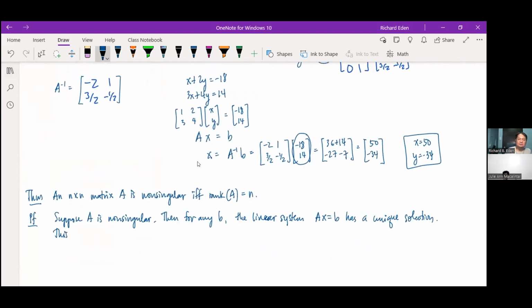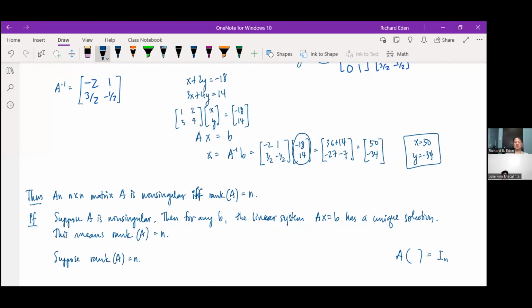This means the rank of A is equal to N. Now, because this is if and only if, there is that other implication. Suppose, the other way around, you start with the assumption that the rank of A is equal to N. So we're going to show that A is non-singular. But how are we going to show that? By trying to come up with a candidate: what must be multiplied to A so that the result will be the identity matrix.